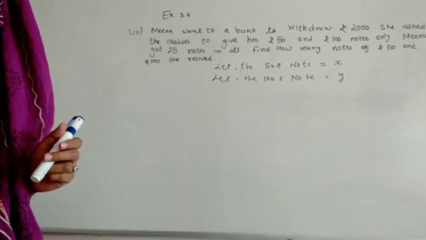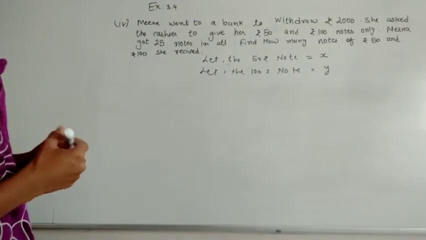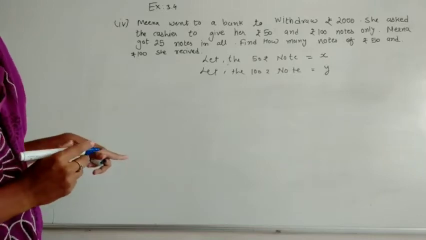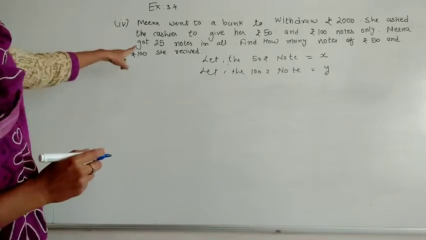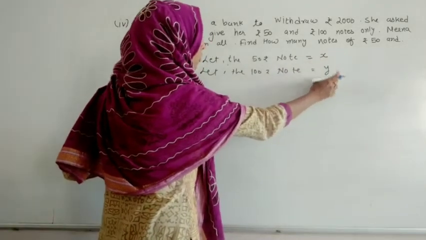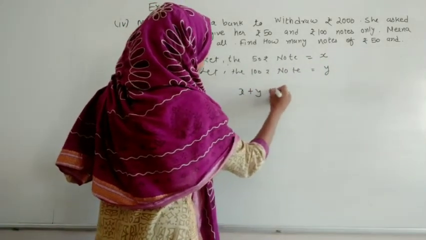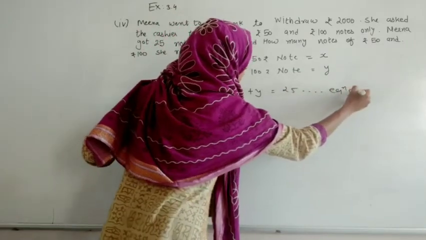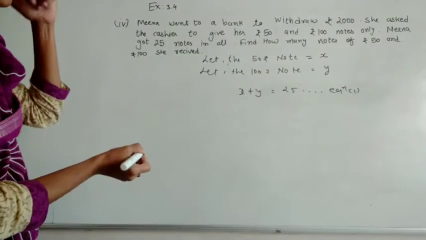Here as you can see, we will read this question. She asked the cashier to give her 50 rupees and 100 rupees notes. Meena got 25 notes. यानी ये X notes और Y notes add होके she is getting 25 notes all together, and that will be our equation number 1. So how we will form the another equation?